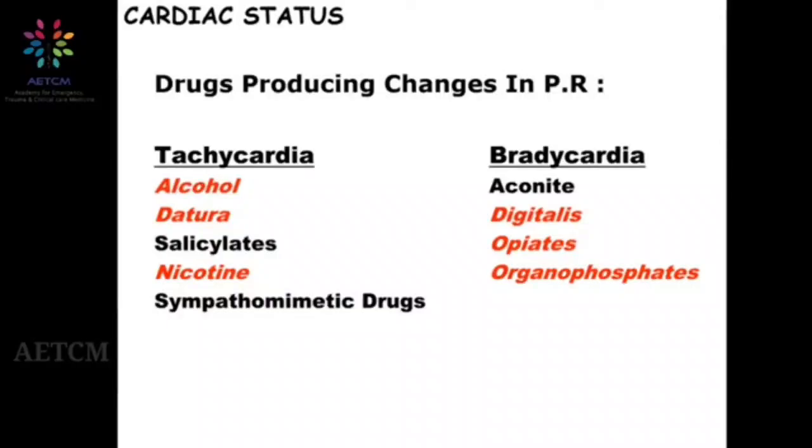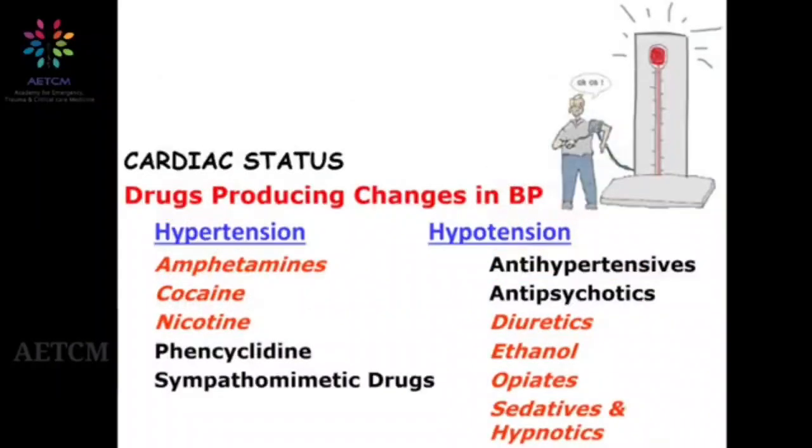Moving on, what are the drugs which can affect the blood pressure? Again, hypertension and hypotension. For hypertension, the common drugs will include cocaine, nicotine, amphetamines. And in hypotension, you can remember diuretics, ethanol, opiates, sedatives and hypnotics, and also, as common sense says, an overdose of antihypertensives and also antipsychotics. So that is regarding the heart rate and blood pressure.